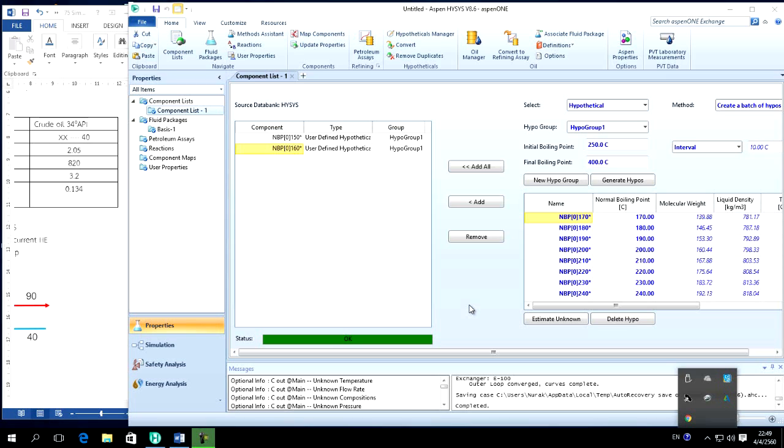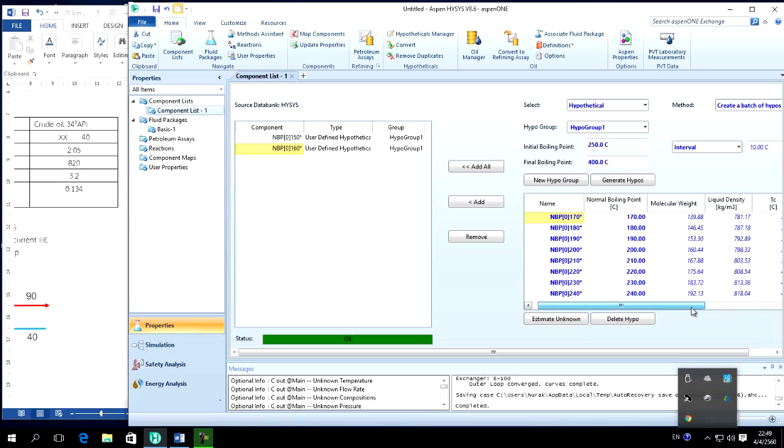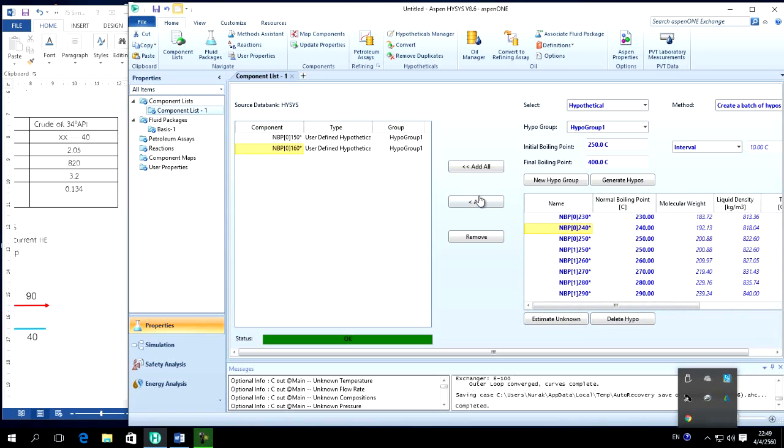Now I can look for the species that can represent the crude oil, which has a density of 820 kg per cubic meter. So I change the initial boiling point and final boiling point to 250 and 400 degrees Celsius. Now I can find a representative species for 820. So I select the ones close to 240 and 250 here.